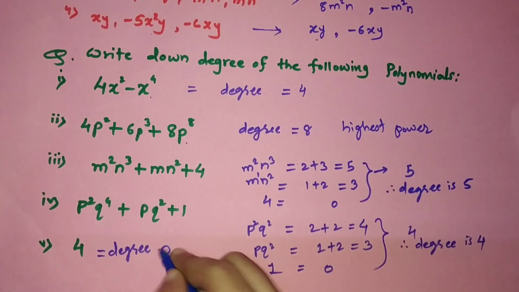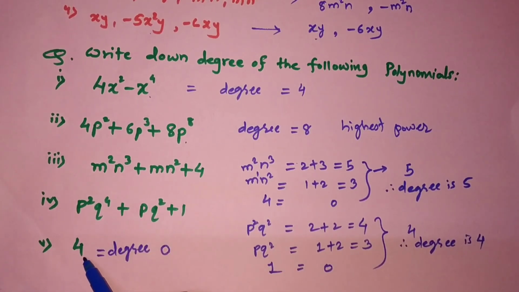And next, 4 is having a degree... Constant degree is always 0. Whenever there is a constant, you need to remember that the constant has degree 0.